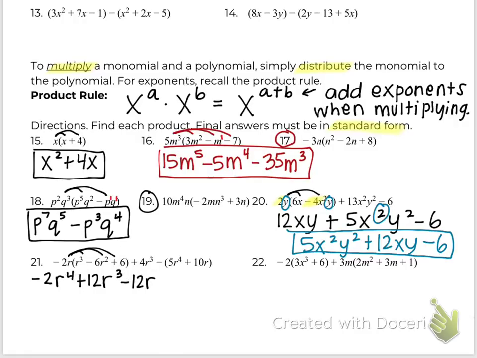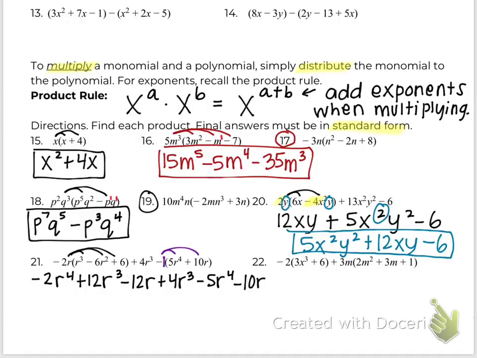Then I'm going to bring the 4r cubed down because that's just by itself, so I can just bring that down. And you see that negative right there? It's like a negative 1. We have to distribute that inside, which means all we're doing here is changing the sign. So it's going to be negative 5r to the 4th minus 10r.